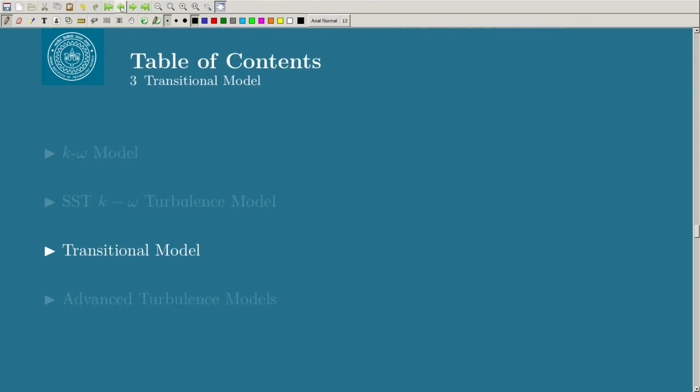Okay, so I think we will stop here. In the next class we are going to discuss the transitional model, and then we will briefly look at some of the advanced turbulence models, and then we will stop the discussion about RANS modeling. Thank you very much.